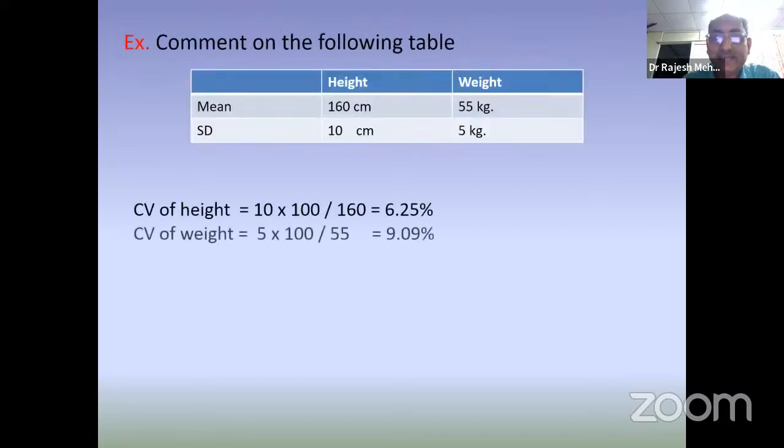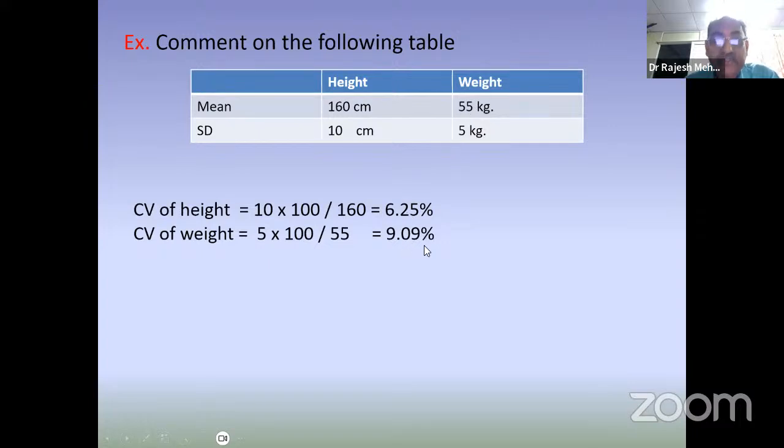You can see this example. Height is 160 centimeter with a standard deviation of 10, so the coefficient of variation is 6.25%, right? While weight is 55 kg.